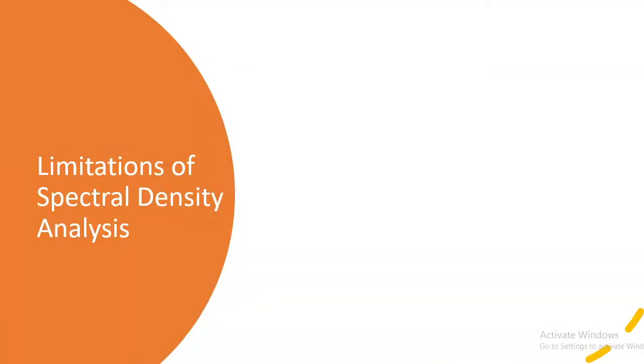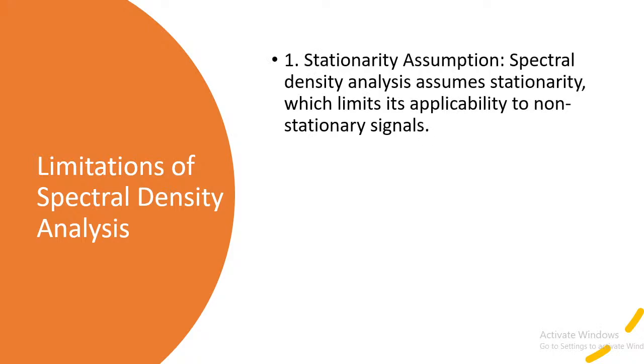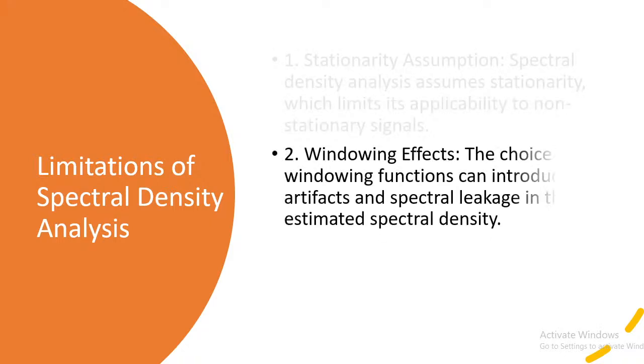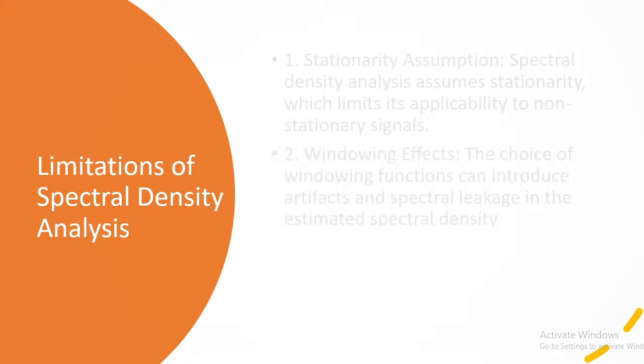And challenges. One challenge is limitation. We will find out what the limitations are. Stationarity assumption. Usually we assume that the signal is stationary, but in practice it may not be stationary. So that limits its applicability to non-stationary signals. Windowing effect, because of the choice of the windowing function. Once you choose a window, you choose a frequency band. If you choose a frequency band over which you are operating, that is called windowing. That introduces some effects. They can introduce artifacts and spectral leakage in the estimated spectral density. Next.